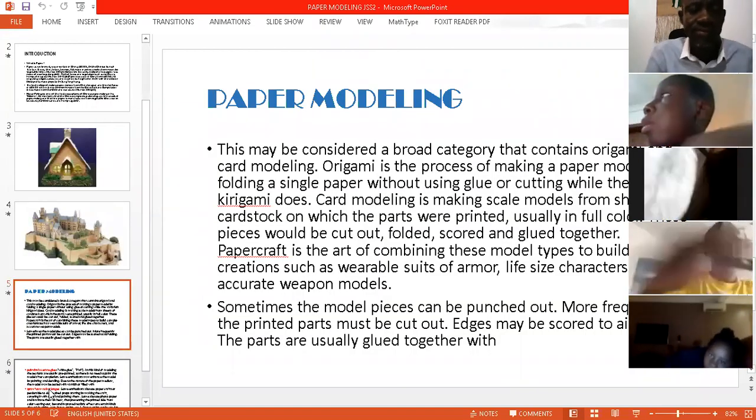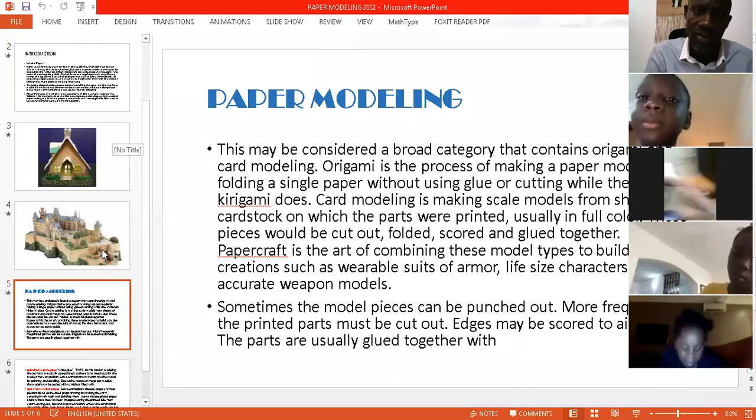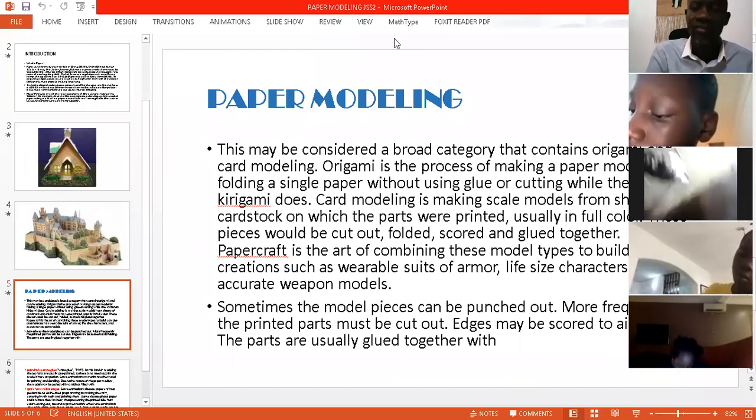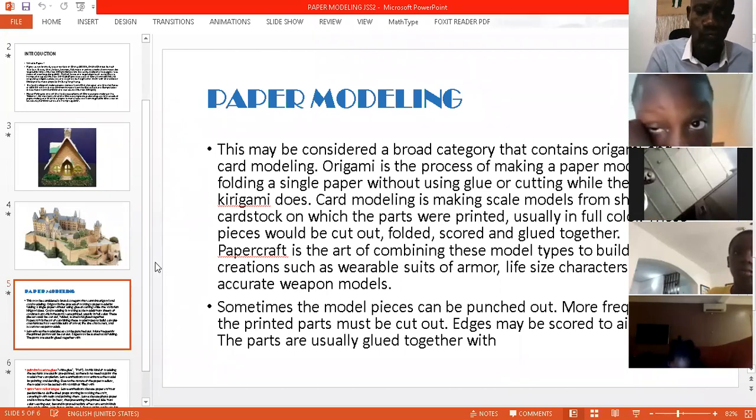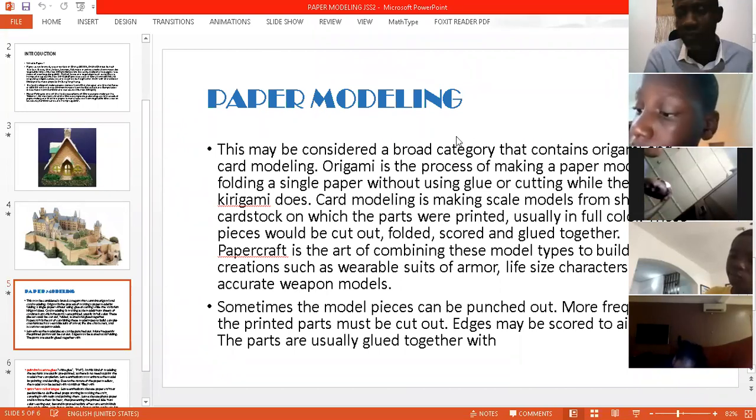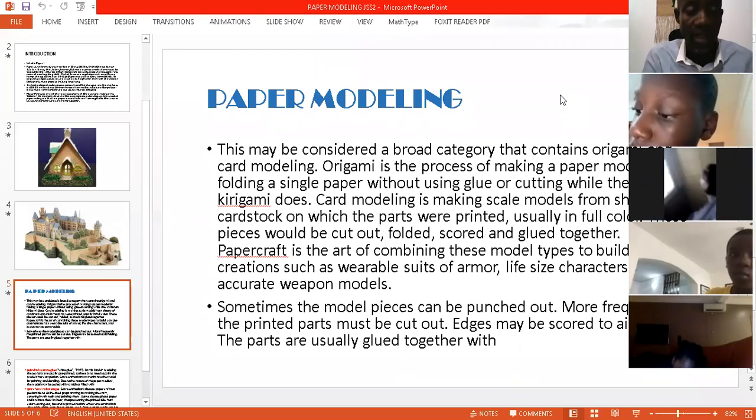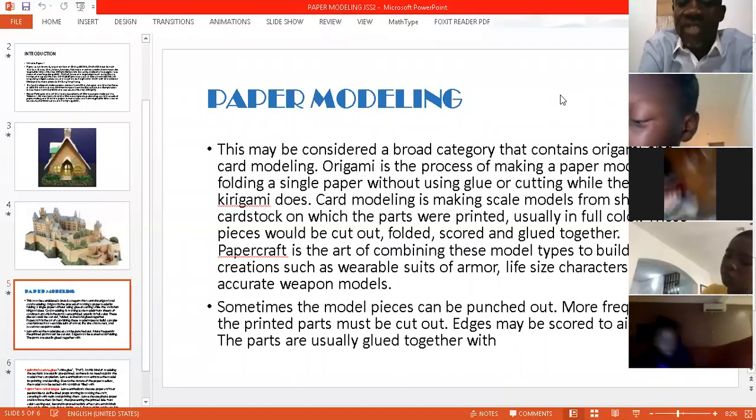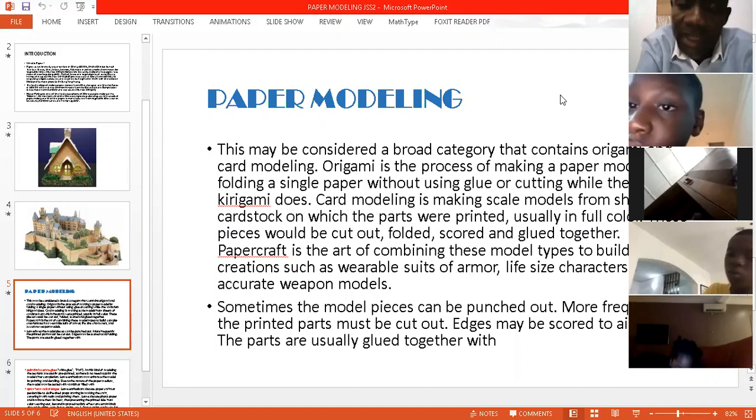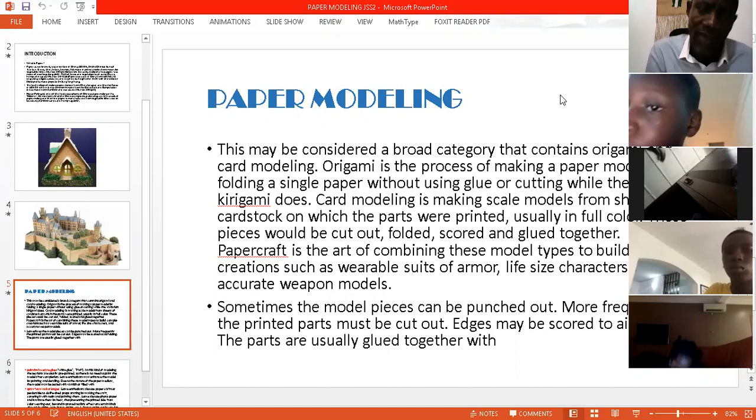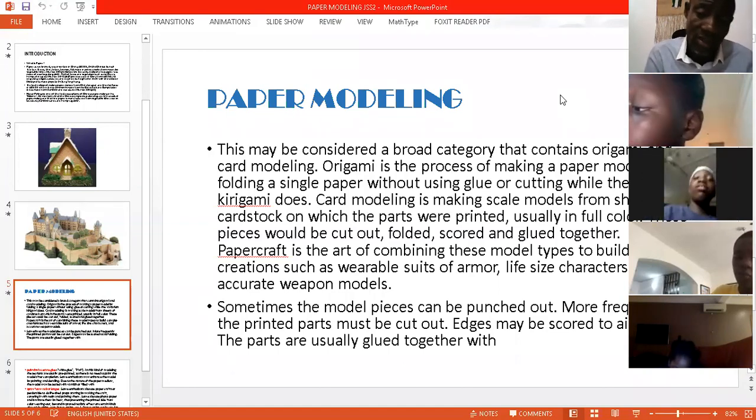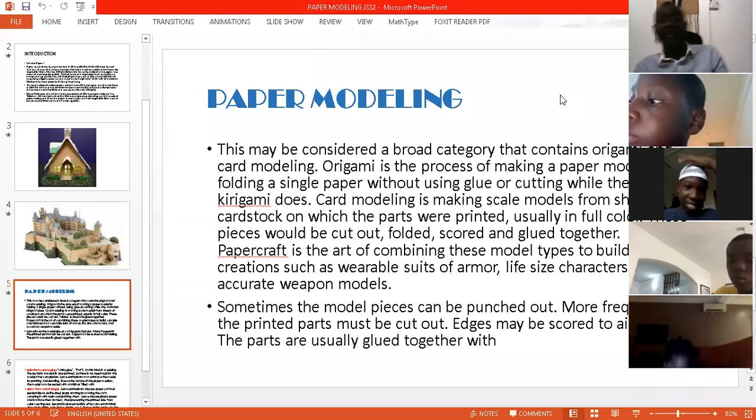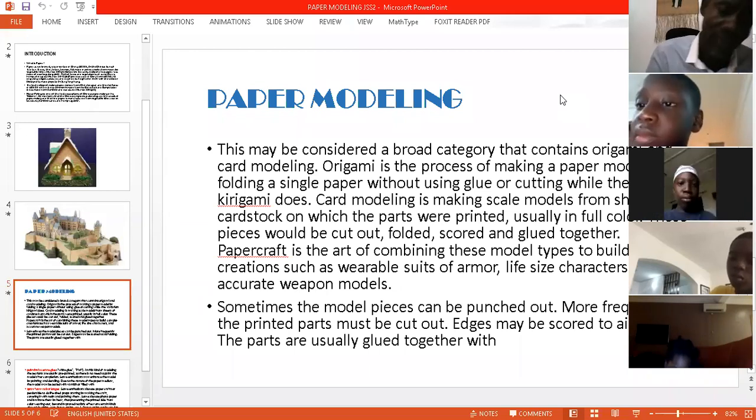Now let's go to this. Yeah, it's made out of cardboard. This may be considered a broad category that contains origami and card modeling. Origami is the process of making the paper model by folding a single paper without using glue or cutting, while the variation kirigami does.